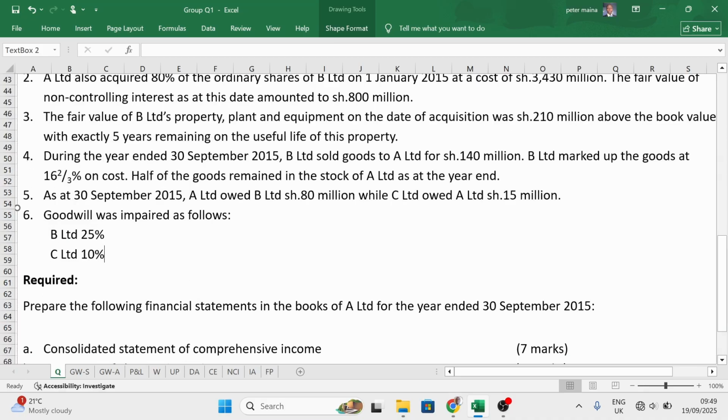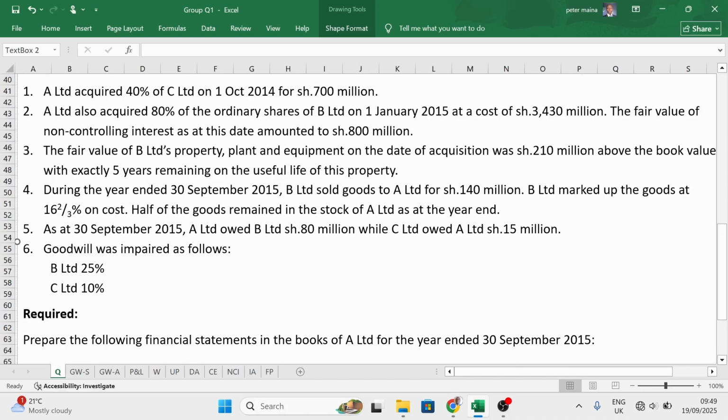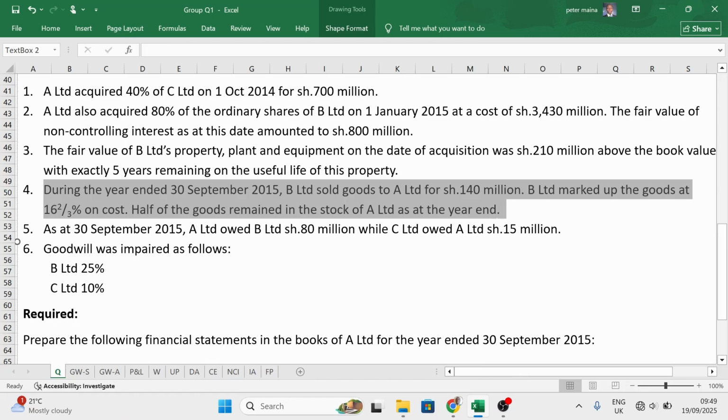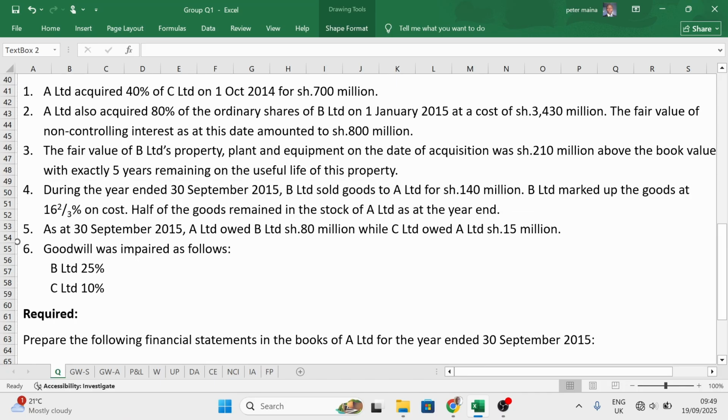So in the question, that information was provided in point number 4. The goods that were sold by B Limited to A Limited, they were sold for 140 million. And then you are told that B Limited marked up the goods at 16 and 2/3% on cost. Because you are given a markup, marked up means this is a markup, not a margin.